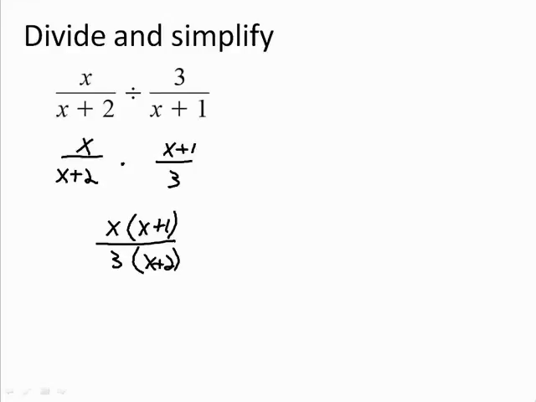In the original expression, there is an x plus 1 in the denominator of a fraction. This means x plus 1 cannot be equal to 0. Subtract 1 from each side. X cannot be equal to negative 1. The simplified expression is x times the quantity x plus 1 divided by 3 times the quantity x plus 2, where x is not equal to negative 1.